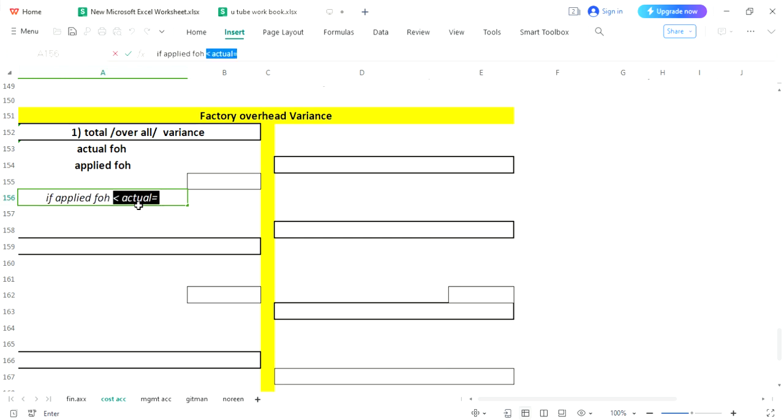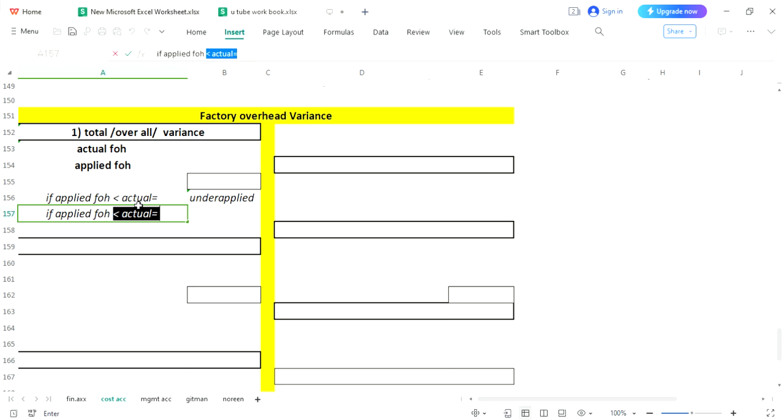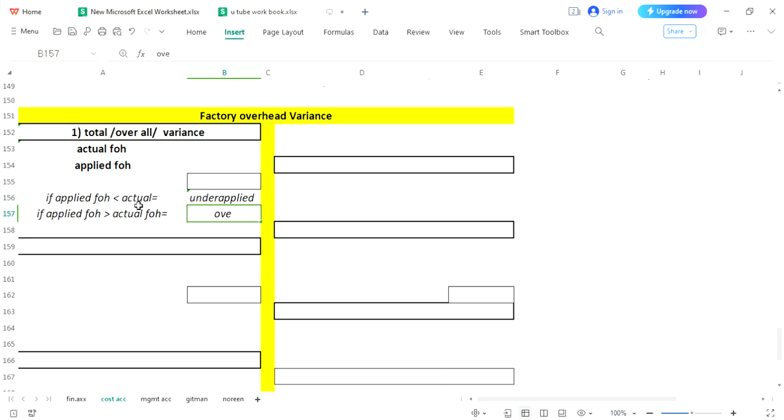So if applied FH is less than actual FH, so applied is less, you will conclude it as under applied FH. And secondly, opposite to this, if applied FH is more than actual FH, it means actual FH is less and applied is more. If applied is more, you will call it over applied total variance.